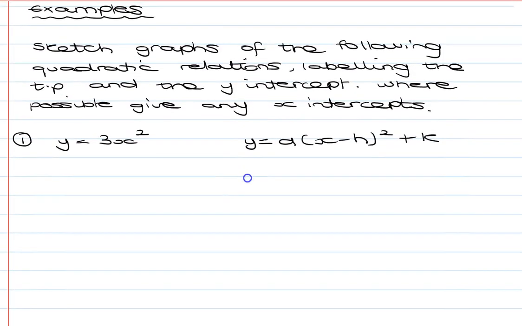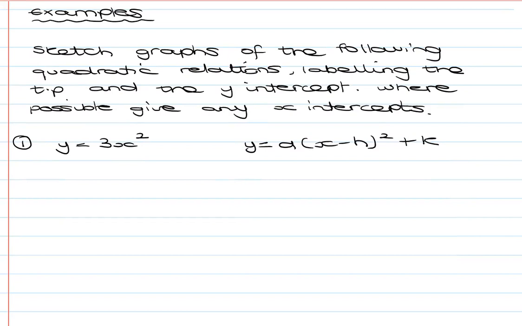We'll start by sketching the following quadratic relations, labelling of course the turning point, the Y-intercept, and where possible those X-intercepts. So let's start with y equals 3x squared. Now this is a basic graph. We can see here that I've written next to it the turning point form, and there's no value of H and there's no value of K, however there is a value of A. The value of A is 3.